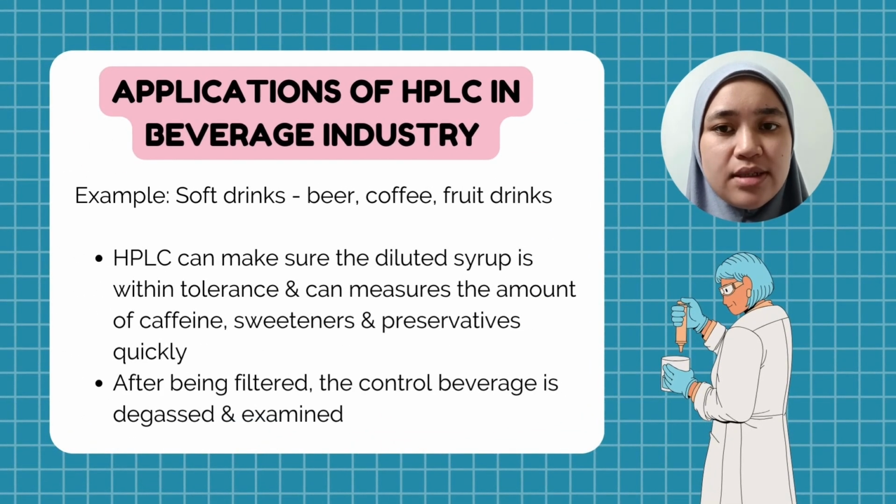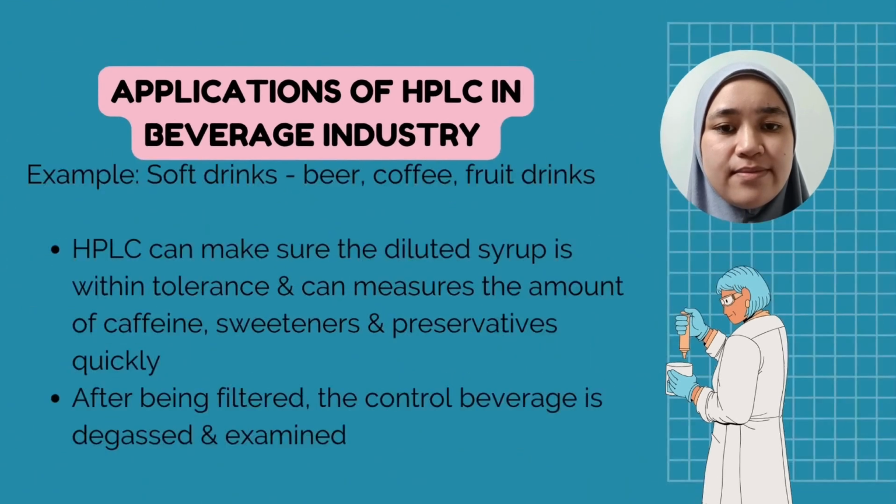For the applications in the beverage industry, HPLC is used to make soft drinks like beer, coffee, and fruit drinks. HPLC can make sure the diluted syrup is within tolerance and measures the amount of caffeine, sweeteners, and preservatives quickly. And after being filtered, the controlled beverage is degassed and examined.